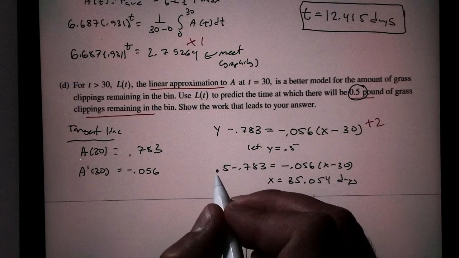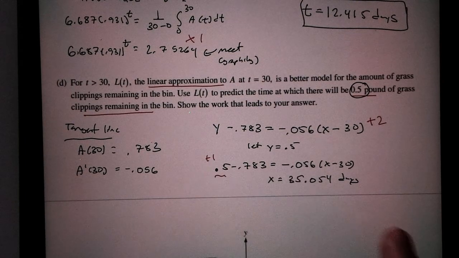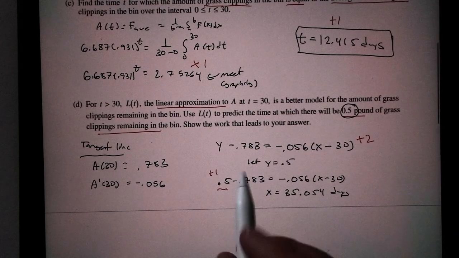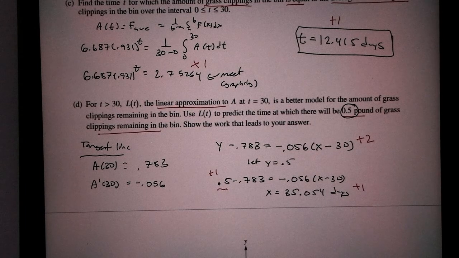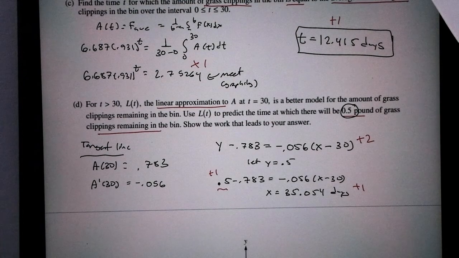Plugging in the 0.5, they gave you plus 1 point for that. Look at that. That's 8 out of 9 points. Just plugging it in, you got a point there. And then you got 1 point for your 35 right there. All right. So that's question number 1 from the 2014.